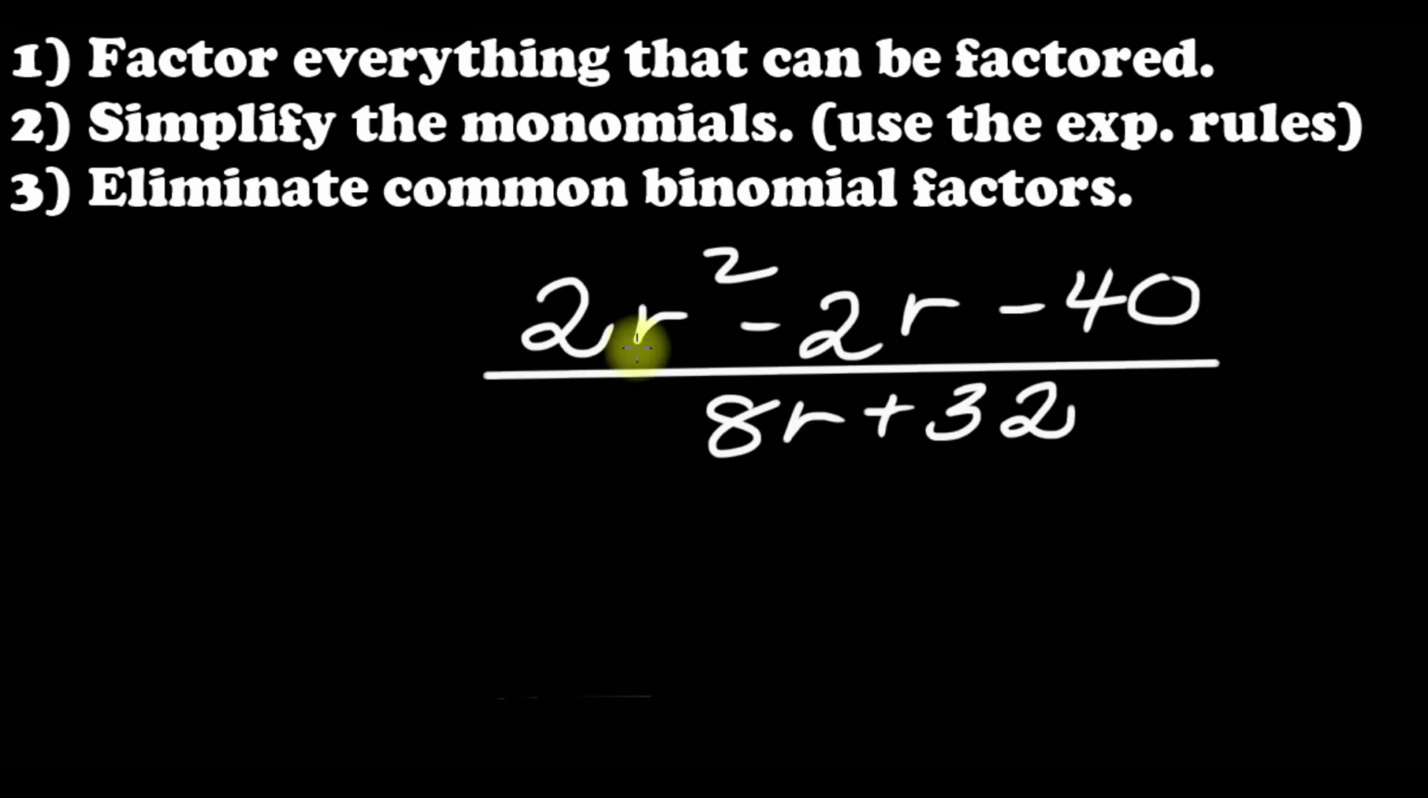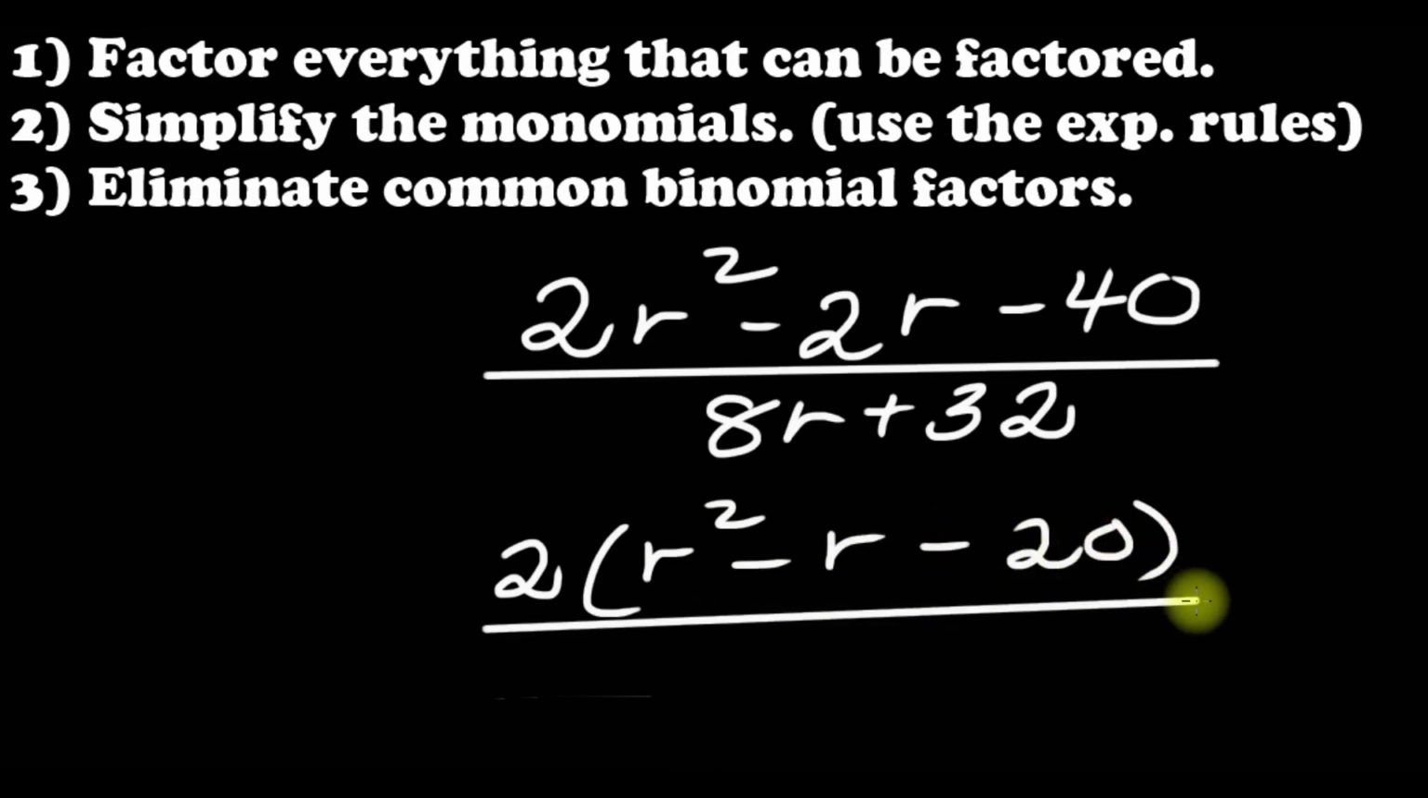So for the numerator, as you can see, we can pull a 2 out. So 2 is the greatest common factor. So if you pull a 2 out, you're left with r squared, take away r, minus 20. And then for your denominator, you can pull an 8 out. 8 is the greatest common factor. So if you pull 8 out, you're left with r plus 4. Okay, because 8 goes into 8 one time, and then 8 goes into 32 4 times.